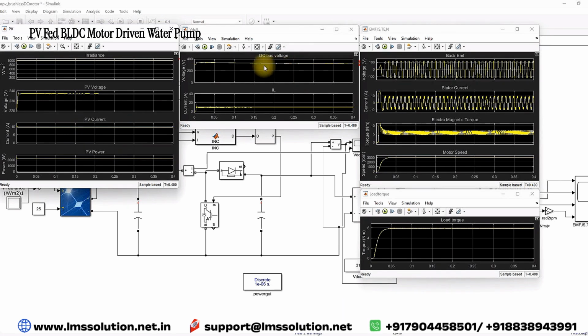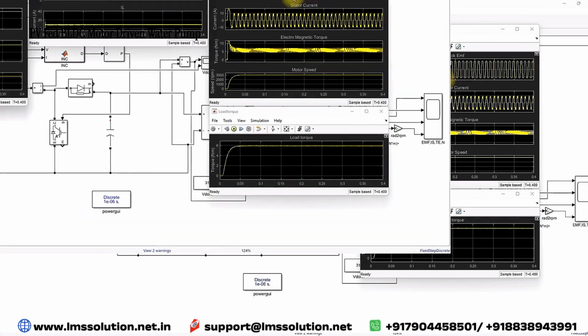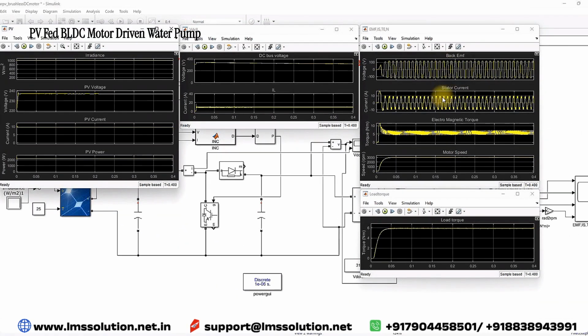So here you can see the DC bus voltage maintained around 10 volt, and then IL is maintained around 6 amps. So here you can see there is a back EMF, and back EMF having the peak amplitude around 110 volt, and then this is stator current having the peak amplitude of 10 amps. This electromagnetic torque is around 6 Newton meter, and then this motor speed maintained at 3000 rpm, and then this load torque maintained at around 6 Newton meter.